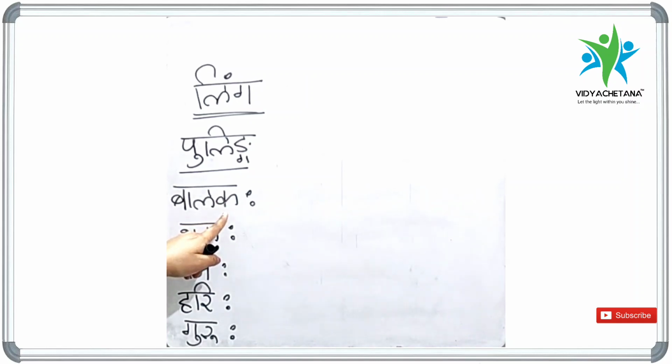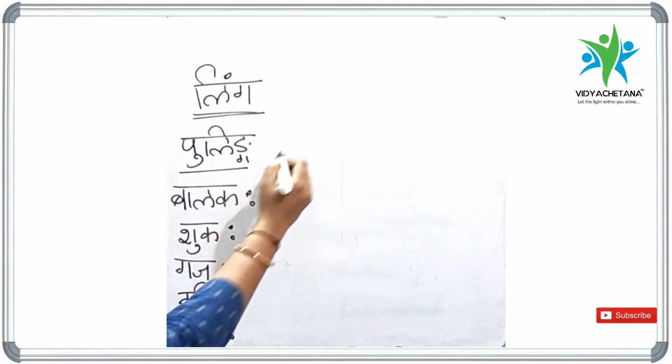Balakaha is boy, which is a masculine word, but Shukaha is parrot. Is it easy to identify whether the parrot is masculine or feminine? No, but in Sanskrit Shukaha is considered Pullinga because the ending letter is aha here. Gajaha, elephant. Elephant is a Pullinga word in Sanskrit because it is again ending with a. The same way Harihi and Guruhu, teacher. So these are Pullinga words in Sanskrit.